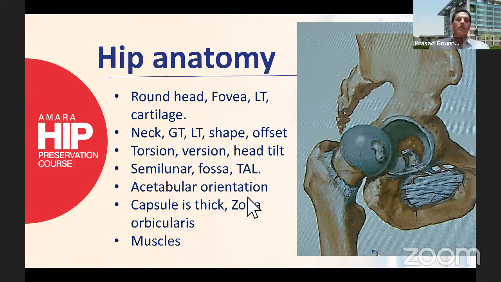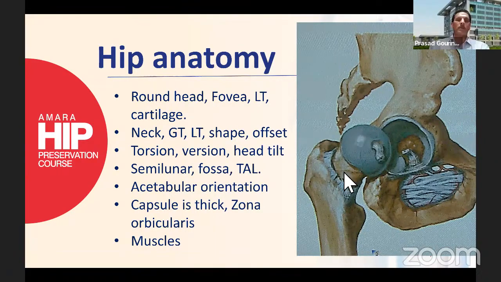Acetabular orientation: we all think that the acetabulum is anteverted. I don't know the exact angle or how to measure it on a native acetabulum. If you measure at the top, most acetabula don't get anteverted, but as you keep coming down, all acetabula become somewhat anteverted. Then you have a nice thick capsule.